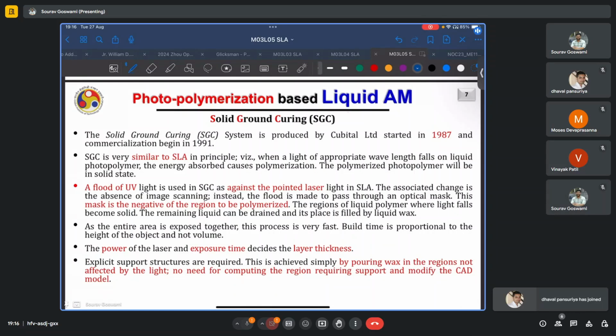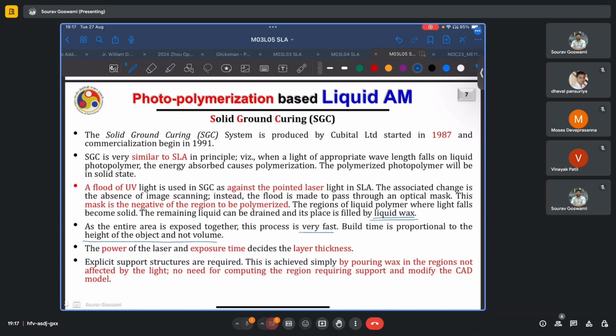This mask is a negative of the region to be polymerized, and the regions where the light falls become solid. From the remaining regions, the liquid can be drained out and replaced by liquid wax. Again, since it uses floodlight technology, the process is fast. Build time is proportional to the height of the object and not the volume. The power of the laser and the exposure time will decide the layer thickness, and explicit support structures are required.